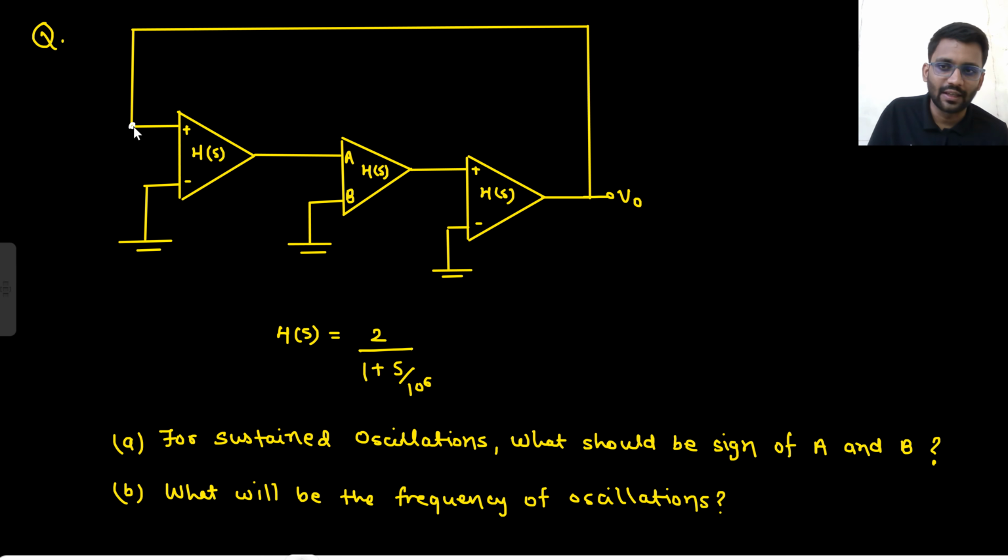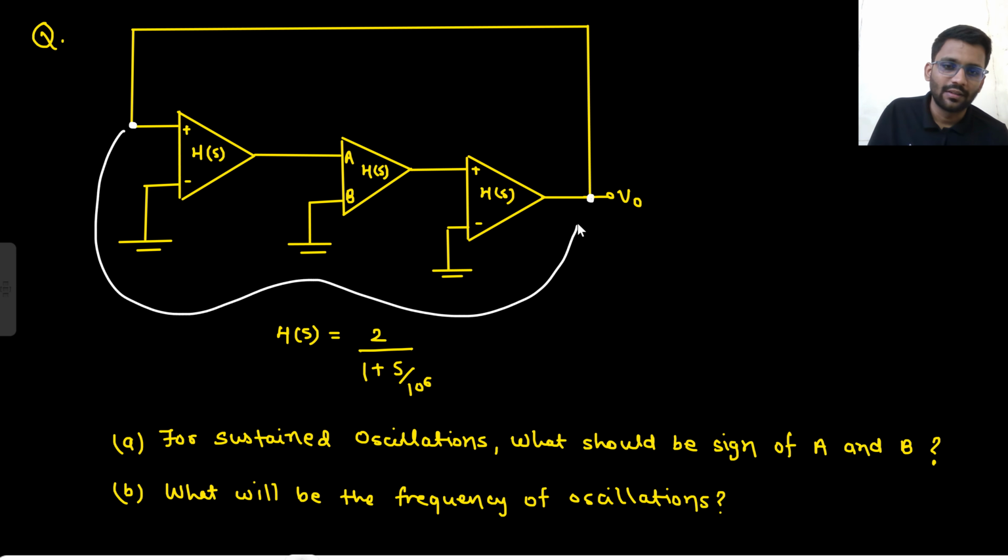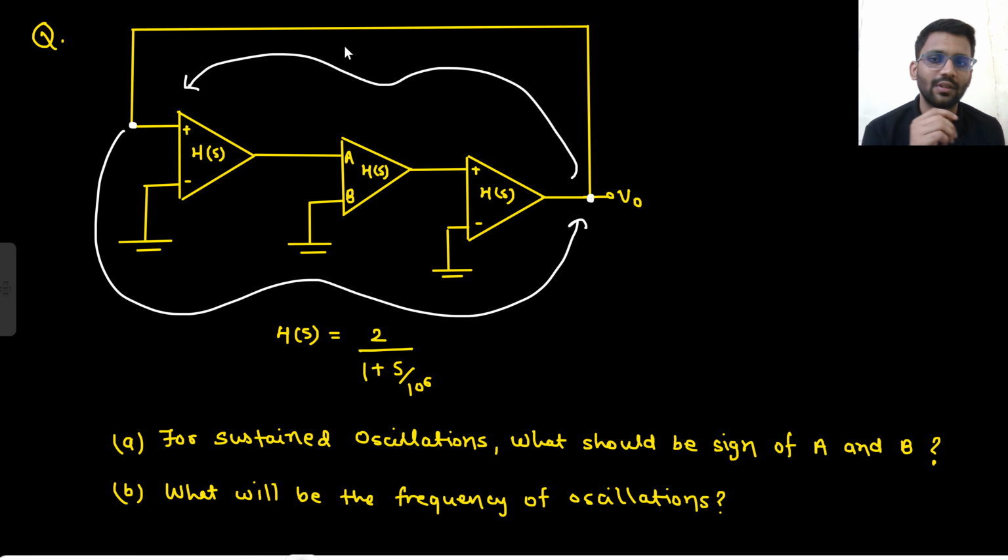Let's just say if there was an x input and this was y output, so your y would have been h of s into a. This is what they are saying. There is no input in this particular circuit. So what do you understand? From here to here, there is a forward gain, and from here to here, this is a feedback. Say yes or no. This is the feedback, and this is the forward gain.